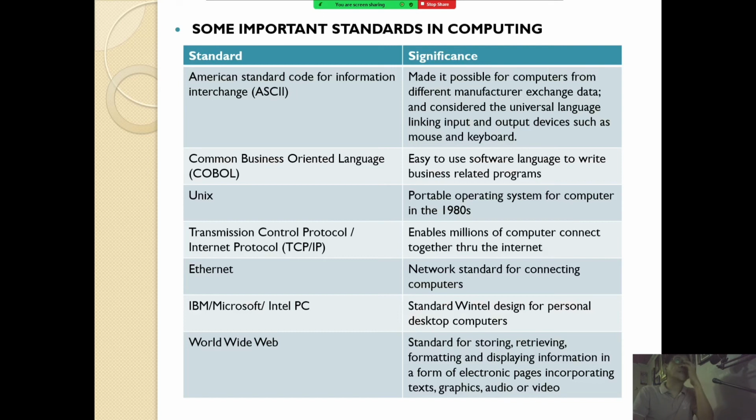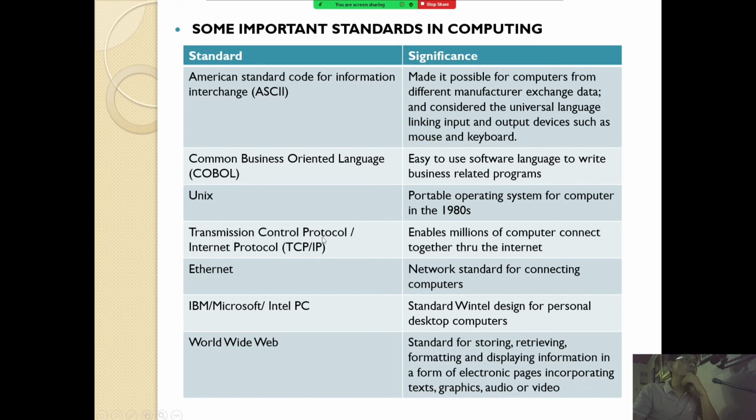So, some important standards in computing, we have ASCII, the American Standard Code for Information Interchange. Yung significance niya, made it possible for computers from different manufacturers to exchange data, and considered the universal language linking input and output devices such as mouse and keyboard. So, yung isa naman, yung COBOL or Common Business Oriented Language, significance naman nito is an easy to use software language to write business related programs. Si Unix naman, affordable operating system for computers in the 1980s.